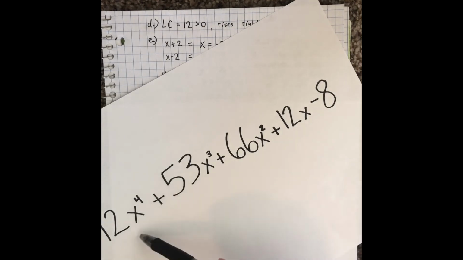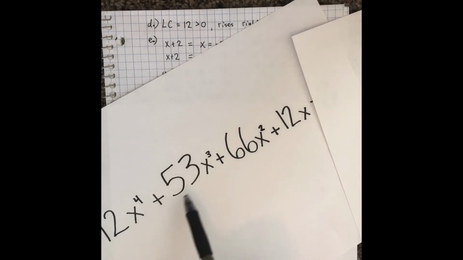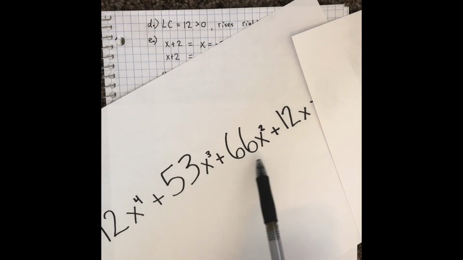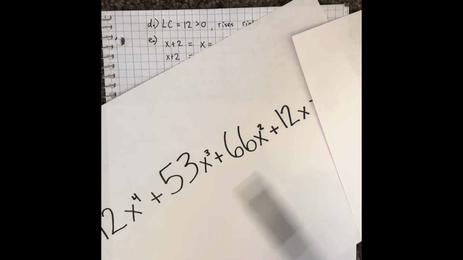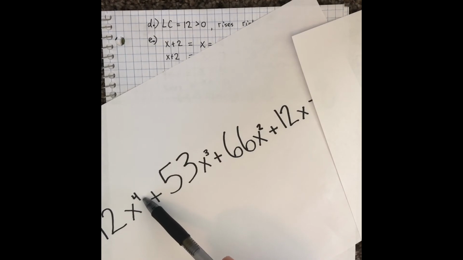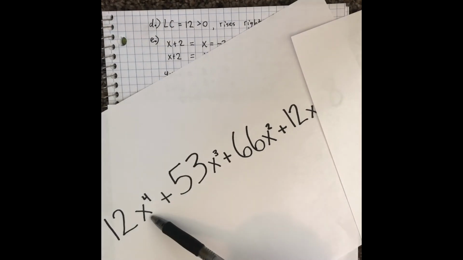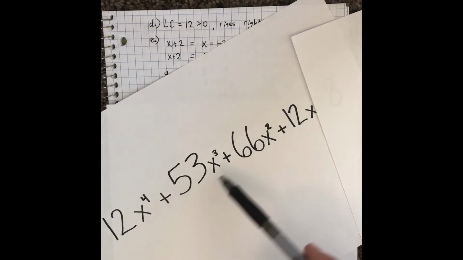And what that does is, say that this 8 was taken out, and say that all that we have is just 12x to the fourth plus 53x cubed plus 66x squared plus 12x. Well, if you set all these x's to 0 and then solved, then 0 times itself 4 times would be nothing. So it would still be 0. Times 12, that would still be 0. So in this section, we'd have a 0.